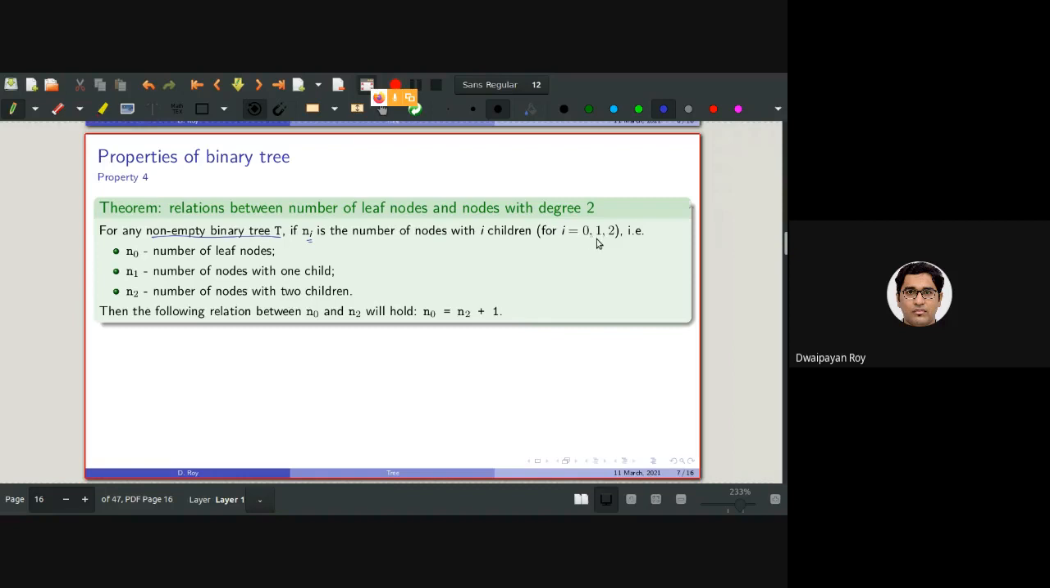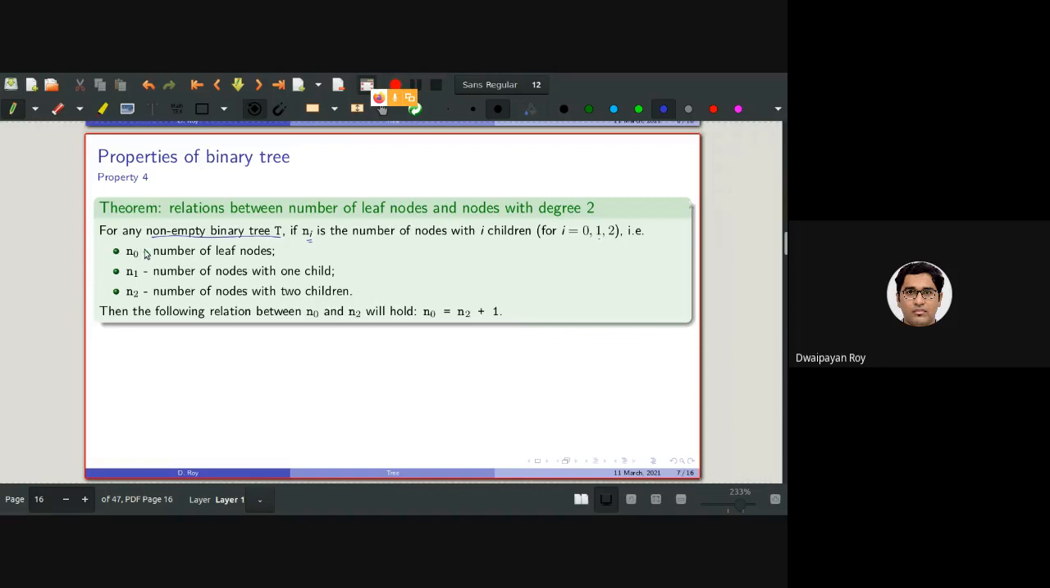The value of i can also be 1. In that case, it will be n1, and it will be the number of nodes with only one child, and the value of i can also be 2. In that case, n2 will be the number of nodes with two children.